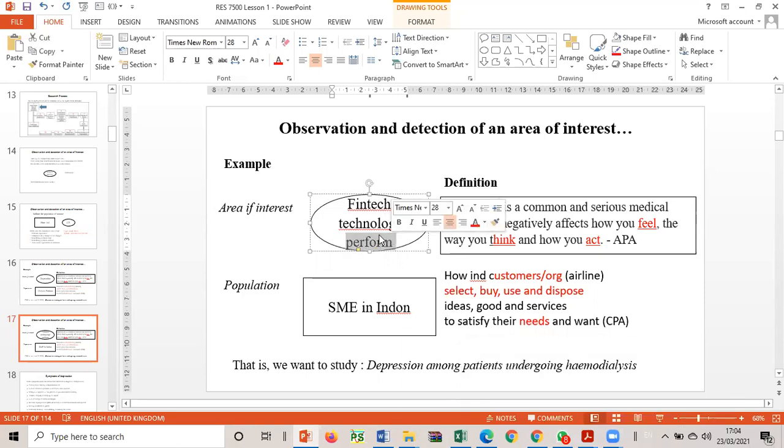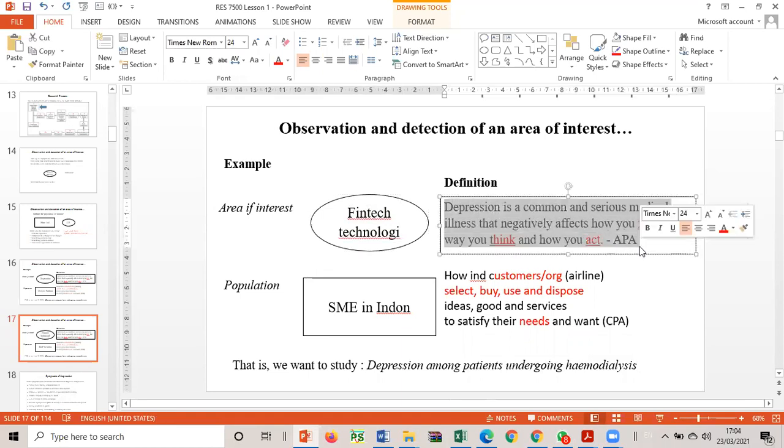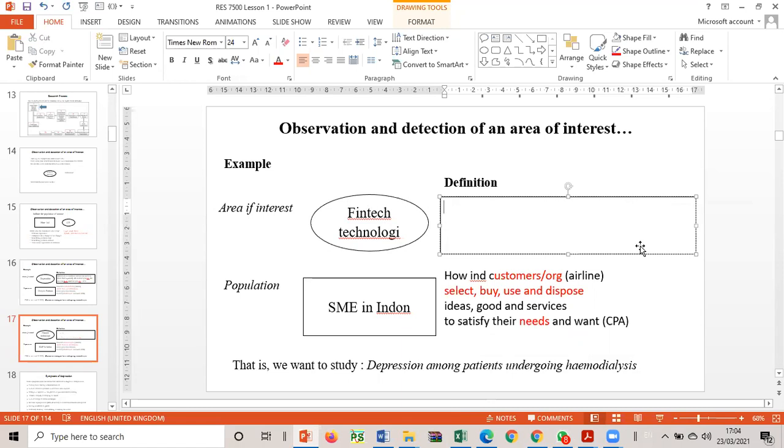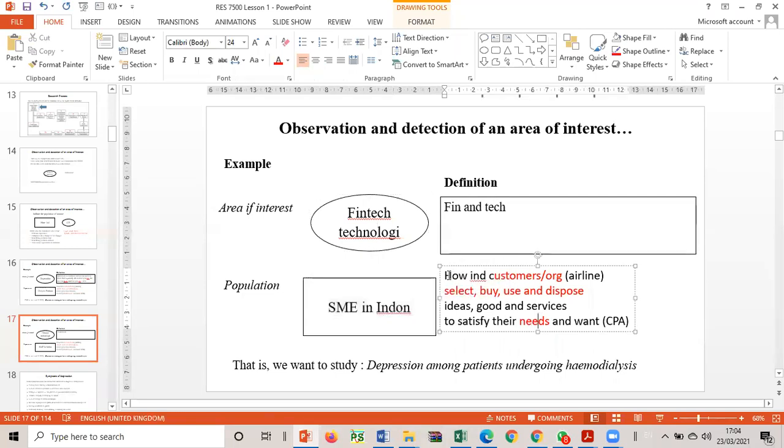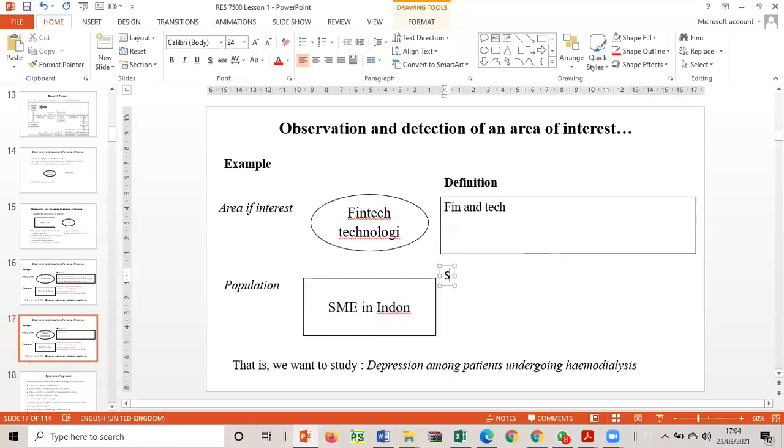Can you give me a definition? What is fintech? It is the combination of finance and technology. The fintech, finance and technology. That's the technology here. How is this going to help SMEs in Indonesia? First, what is SME? It's small and medium enterprises. Can you write 2 paragraphs on this? Can you write 2 paragraphs on SMEs?